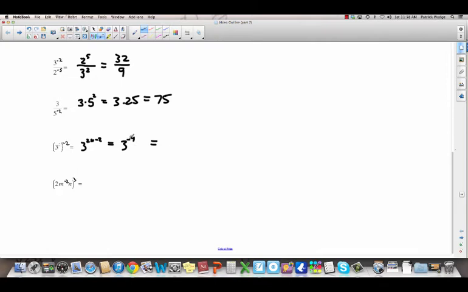And we can do that. That's a flipping negative. So it's 1 over 3 to the 4th power. 3 to the 4th power, 3 times 3 times 3 times 3, 81.